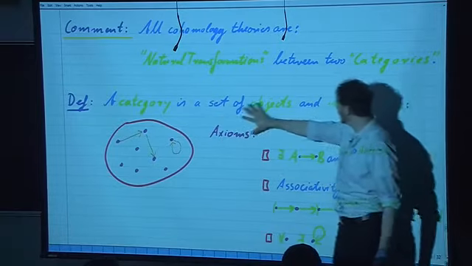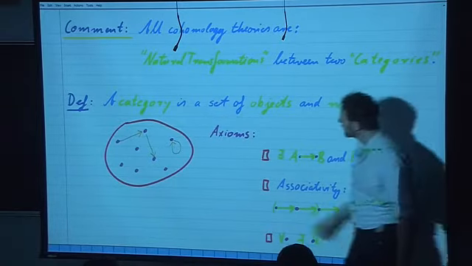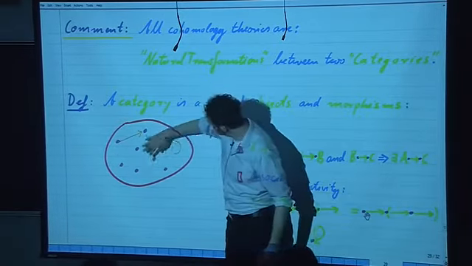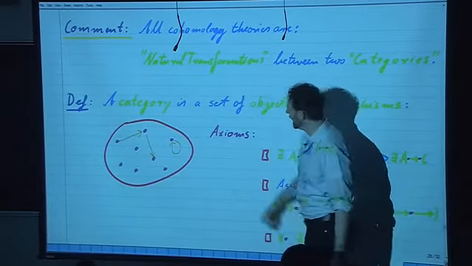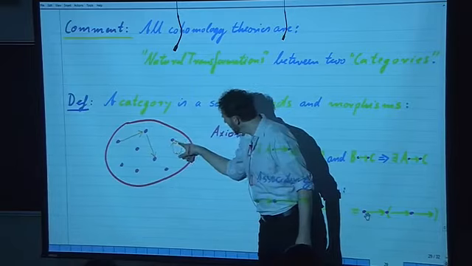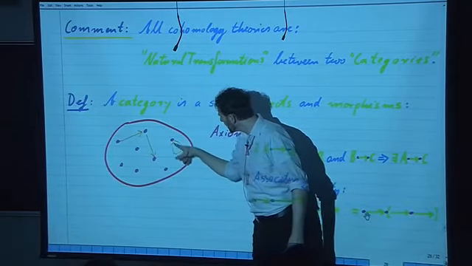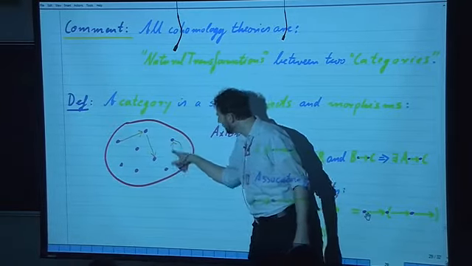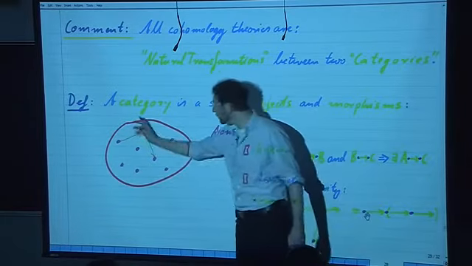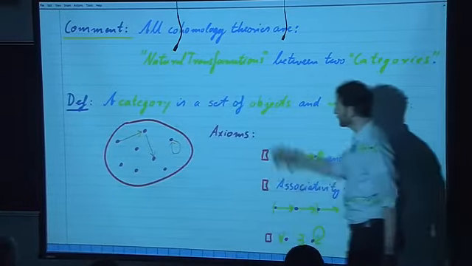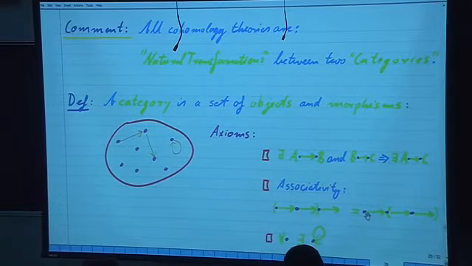So a category is a set of objects and morphisms. So it's a bunch of things. Here are the objects. And there are morphisms, which are arrows in between them. And we also want the possibility of arrows that emanate from an object and go back to the same object. And in general, there will be many, many more arrows than I drew here. I just grew tired of writing too many arrows. It wouldn't look very nice.